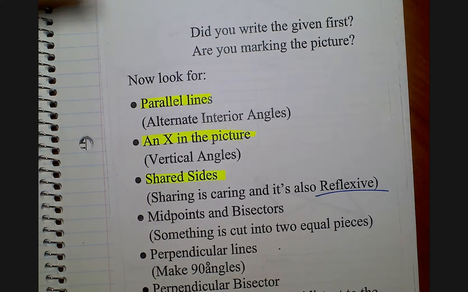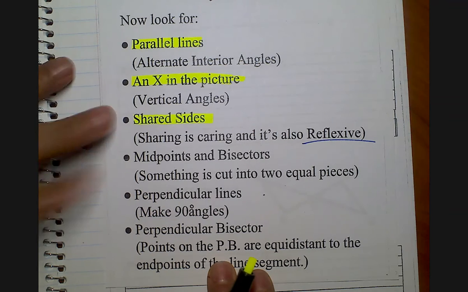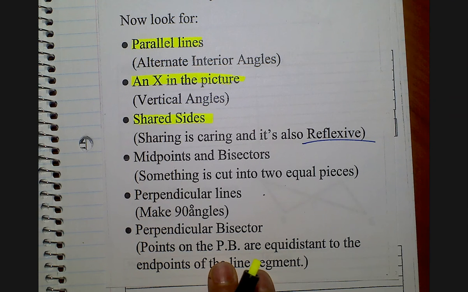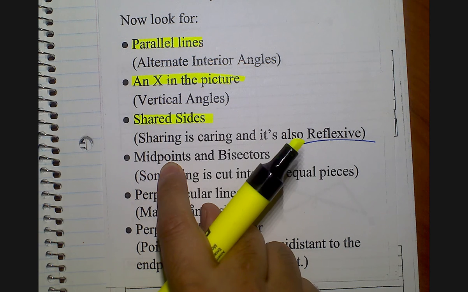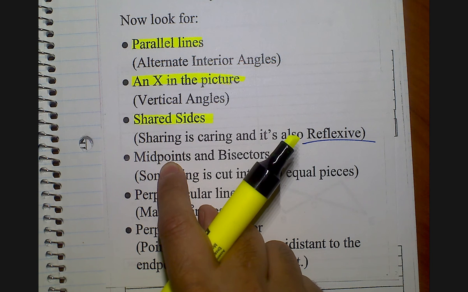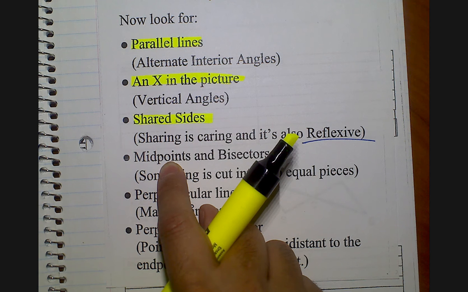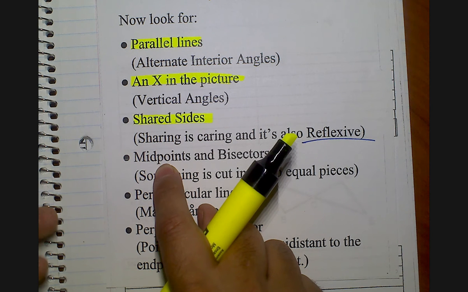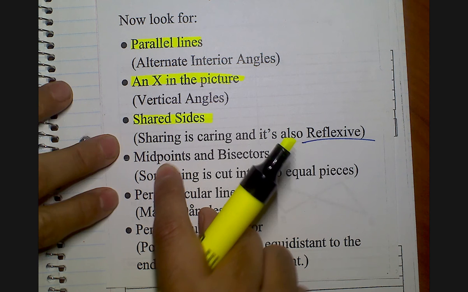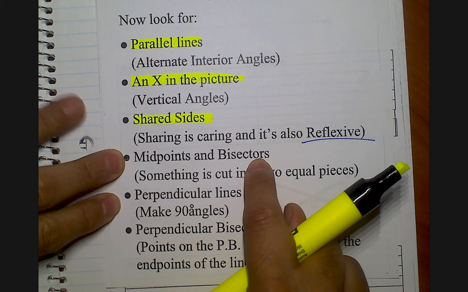Okay, midpoints and bisectors. We were working with midpoints on Friday. If I have the midpoint, what do I know? It's equal, right? Remember we were talking about that sandwich on Friday? If I cut something at the midpoint, what do I know? Both sides are congruent. They are equal. Very good.